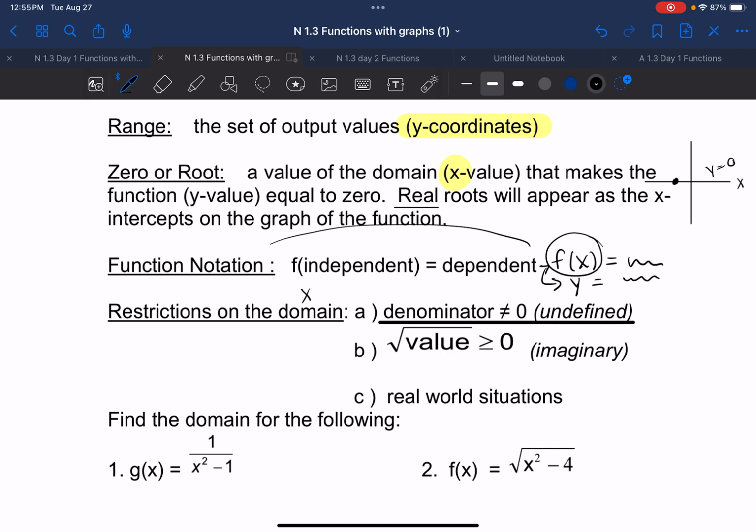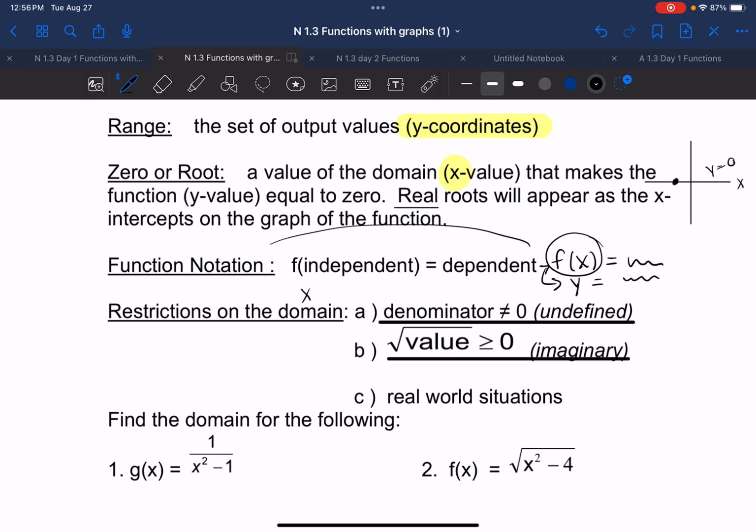Then it also says for point B, that the square root of some value is going to have to be greater than or equal to 0. All right, so if that's the case, what we're saying here is that any number you're taking the square root of has to be a positive number.